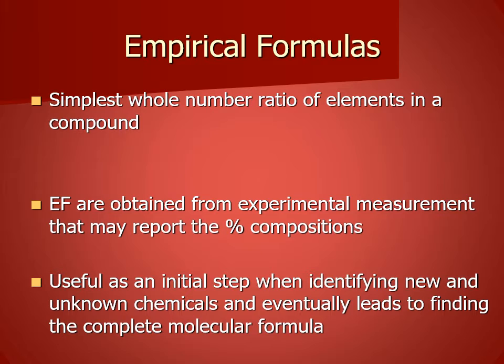They're the simplest whole number ratio of elements that are contained within a compound. Empirical formulas are obtained from experimental measurements that may report the percent compositions. Empirical formulas are very useful as an initial step when identifying new and unknown compounds, and this can eventually lead to finding what the actual compound's formula is. An empirical formula is a greatly reduced, simplified formula, not the complete molecular formula in most cases. And so it's a beginning step in experimentation to identifying known and unknown substances.